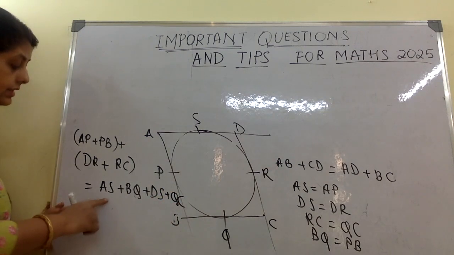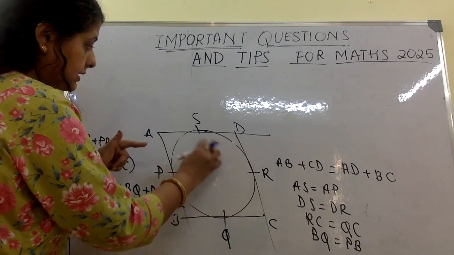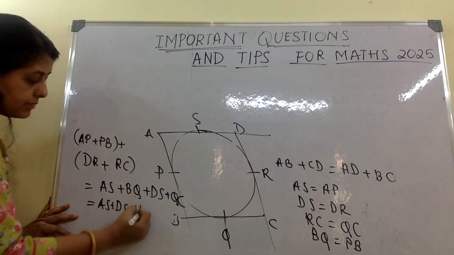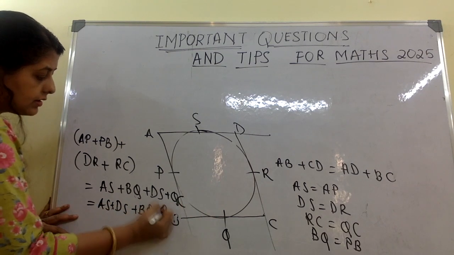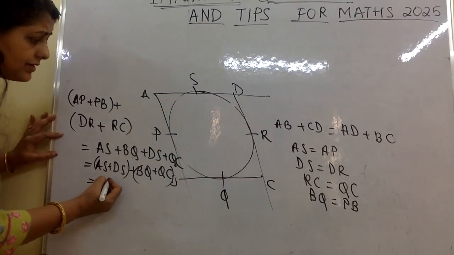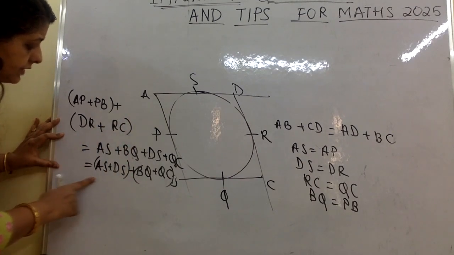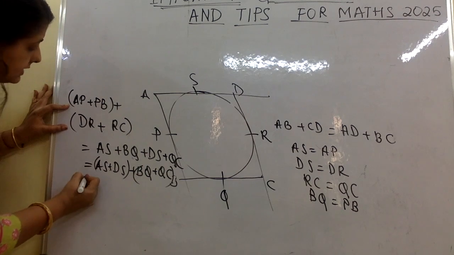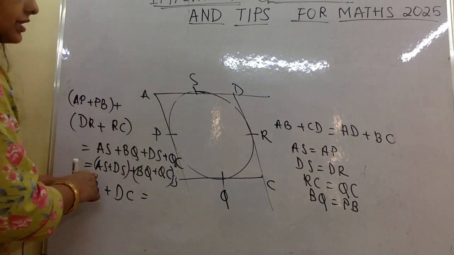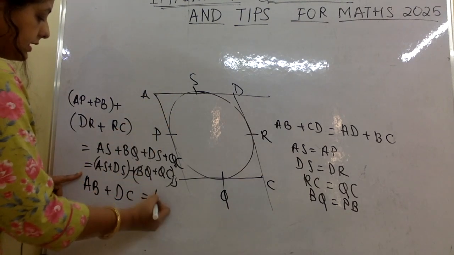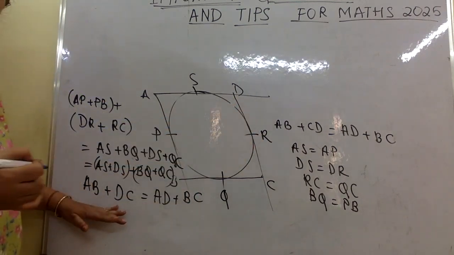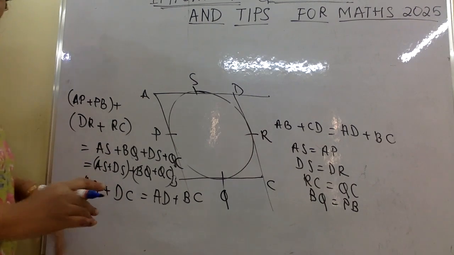So I have added this and this, now I need DS with SA. AS plus DS plus BQ plus QC. So what I can tell now is, I can clearly write AP plus PB is AB plus DC, AS plus DS is AD plus BC. Hence I have proved it. So this is the method to prove it, the simplest way of proving.